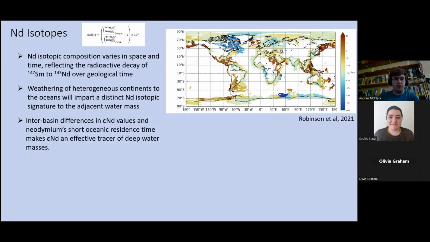And that has an influence on the neodymium signature of these ocean basins, because when you weather the continent into the ocean, it will impart a very distinctive composition to the surface ocean. And then in those regions of deep water formation, we can get that overturning, providing that signal into the deep ocean. This works really nicely because the short residence time of neodymium in the oceans, compared to the mean mixing rate of the oceans, allows interbasin differences in neodymium. So effectively, neodymium can act as a provenance tracer for the deep water masses.